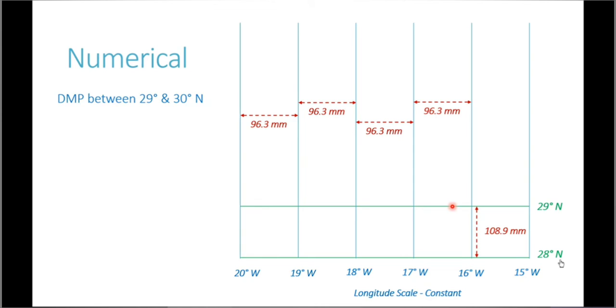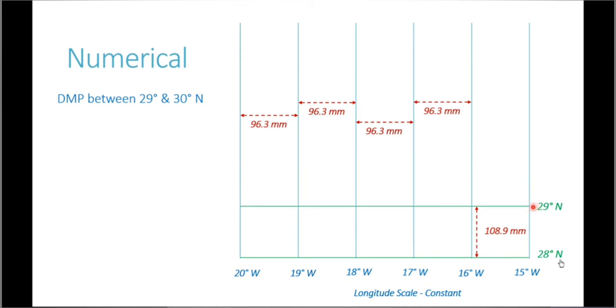So as we are aware, on a Mercator chart, 1 minute of latitude keeps on becoming bigger and bigger. So the gap between the parallels of latitude also keeps on increasing as we move away from the equator towards the pole, or as we go into higher latitudes. So between 28 and 29, we had a gap of 108.9 millimeters. Between 29 and 30, it will not be the same. It will be different because 1 minute of latitude keeps on changing.